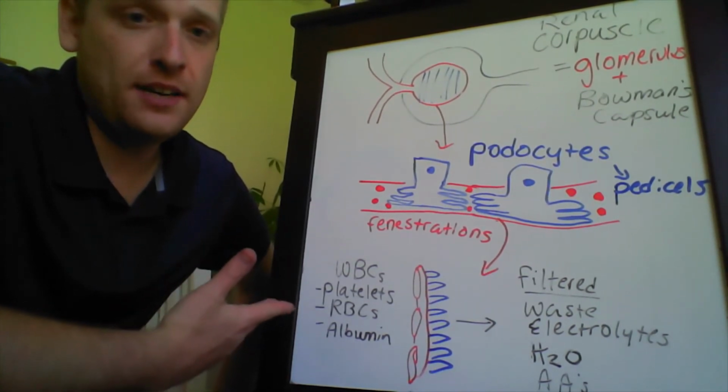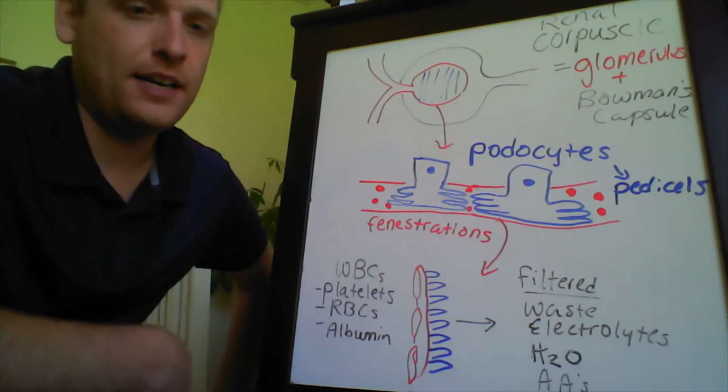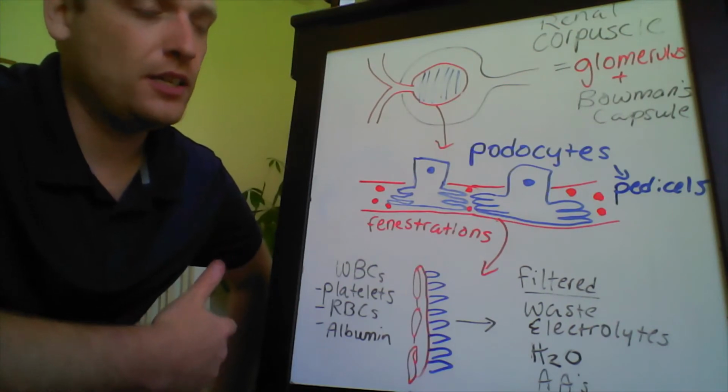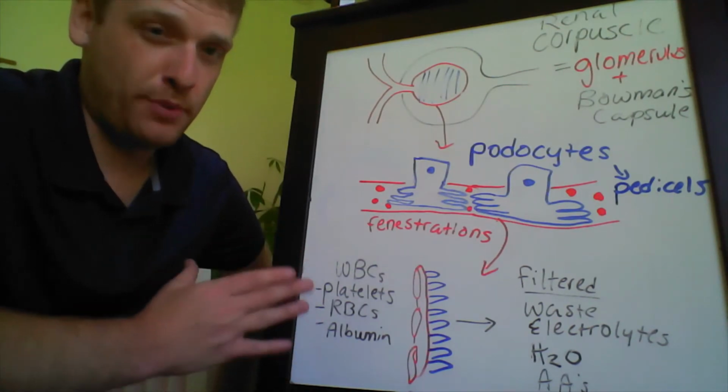So now that you have some information about generally what the function of the kidney is, or how that's achieved using the nephron as a very specific mechanism for filtration, I want to talk about the filtration membrane for a minute.